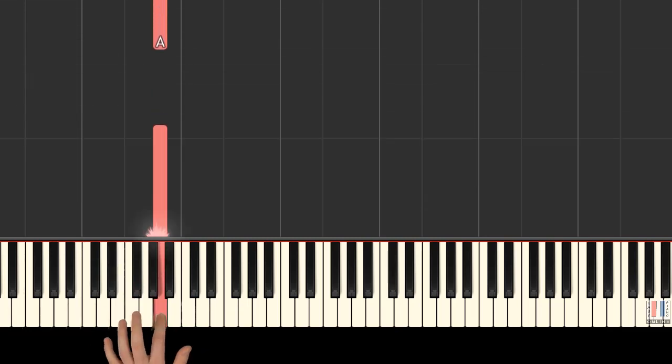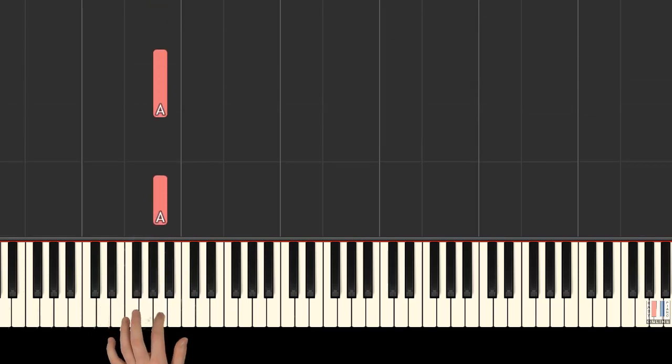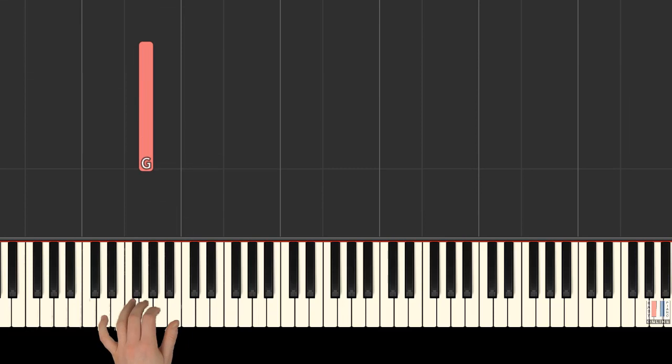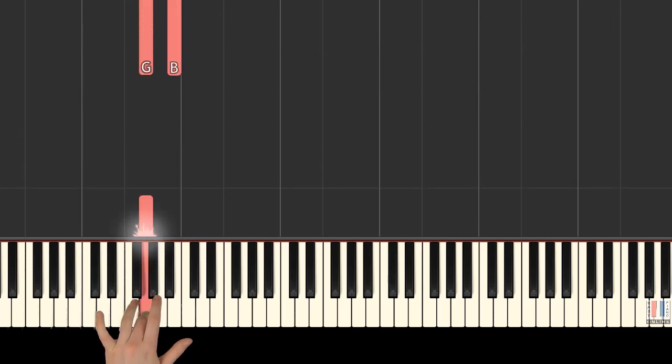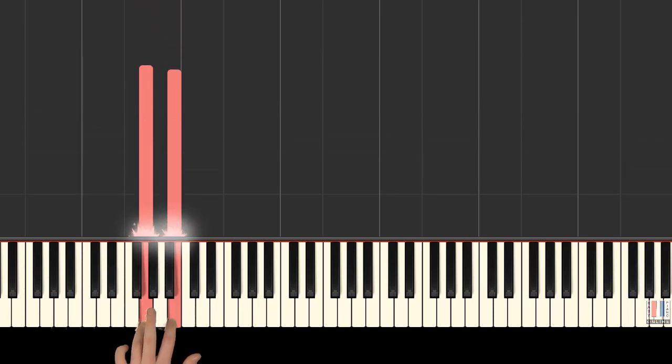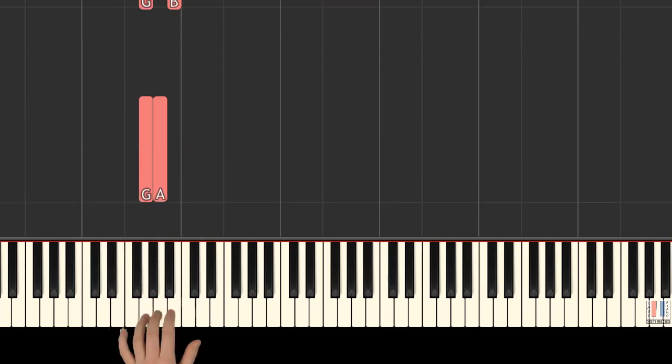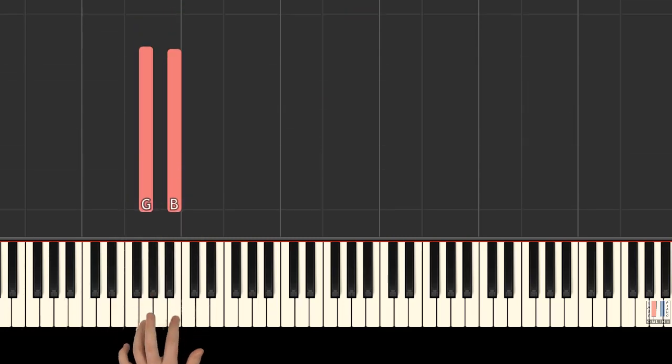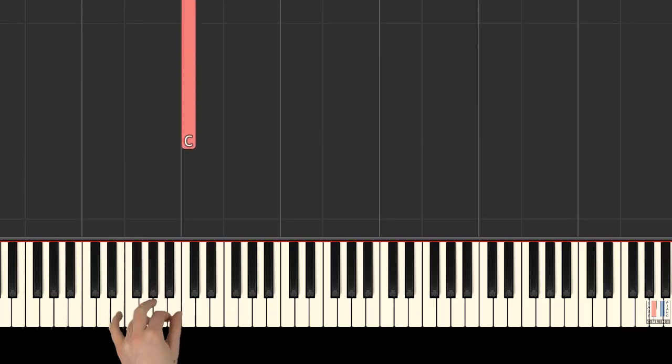Second is on A. Third is on G. G and B, fingers 4 and 2, G and A, G and B, and first is on C.